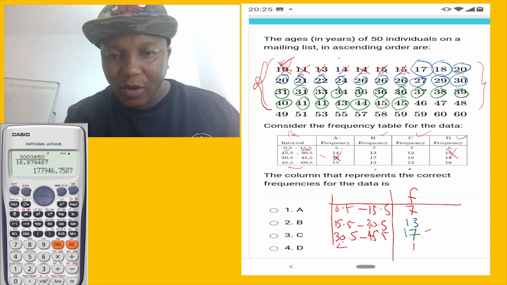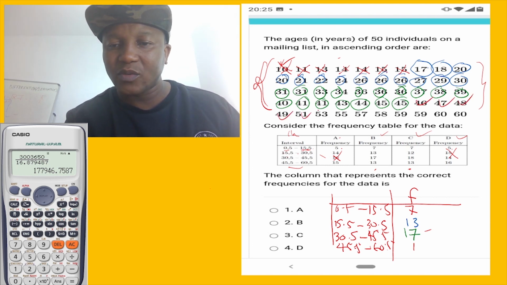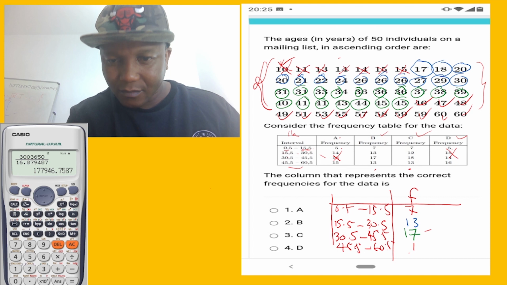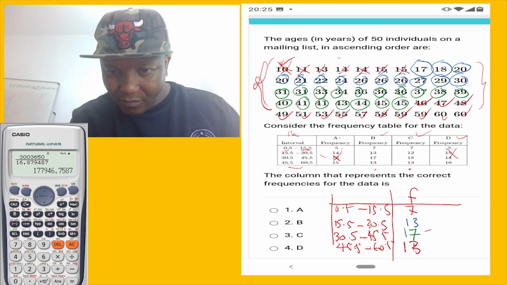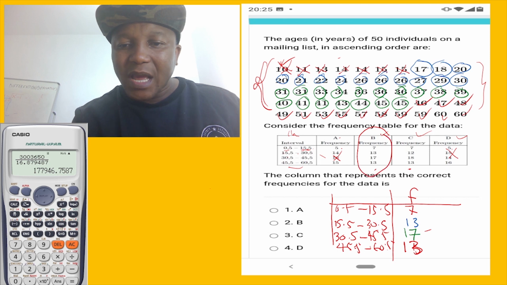So now we're going to go to 45.5 to 60.5. Now let's see how many of them. Oh, it's obvious this one. So we'll say 1, 2, 3, 4, 5, 6, 7, 8, 9, 10, 11, 12, 13. And if you look, this is going to be the right answer, B.